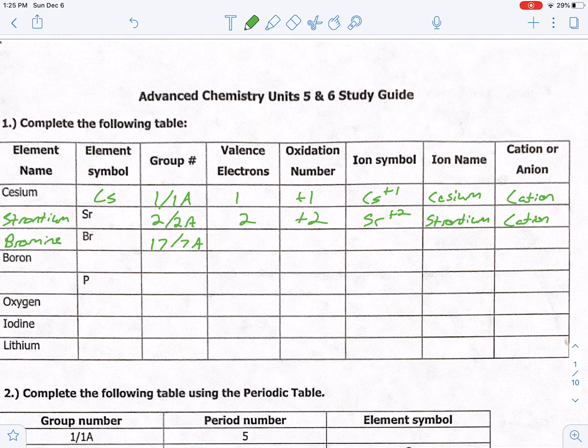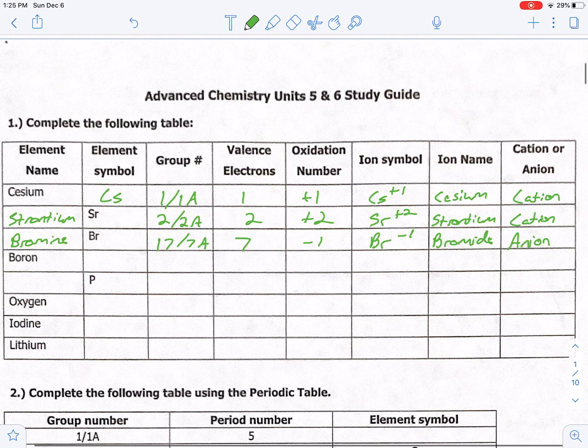So 17/7A has 7 valence electrons. It only needs 1 more, so it's basically missing 1. So that's going to be a -1 charge. Our ion symbol is going to be Br with a minus charge or -1, either way. When we do our names, when this is an anion, an anion has a negative charge. When it's an anion, we end it in "ide." So this would not be bromine anymore. This would be bromide. Okay, so we're going to go to the next.